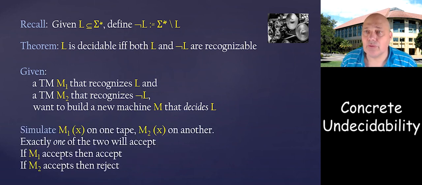So what we can do is simulate, just like in a universal Turing machine where you simulate one machine, you can simulate two in parallel, simulating one step on one and then one step on the other. You can put each one of these machines on a different tape, and you simulate them in parallel. Perhaps both of them will halt, but at least one of them will halt, and exactly one of them will accept. If M1 accepts, then you accept. If M2 accepts, you reject.